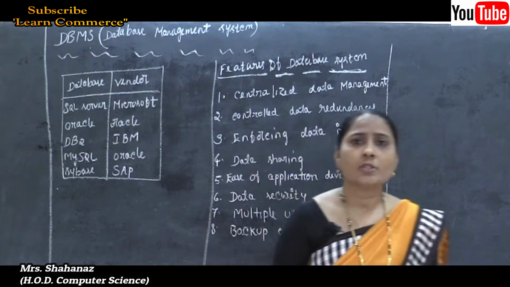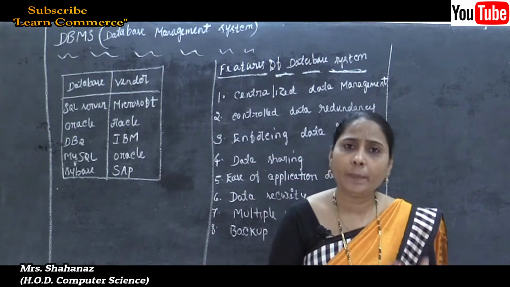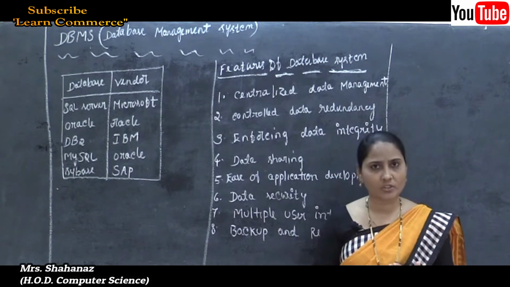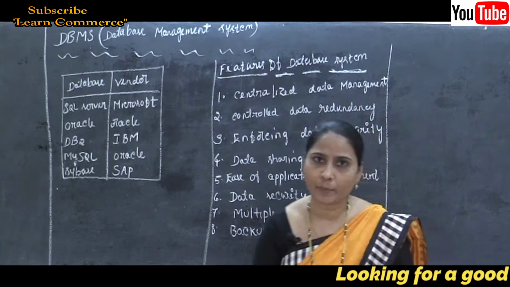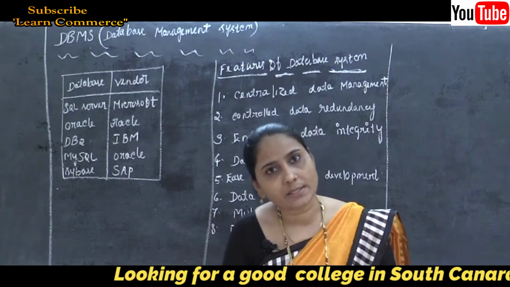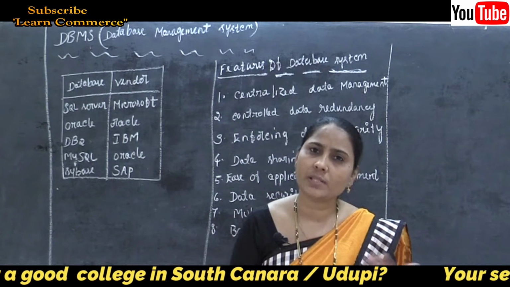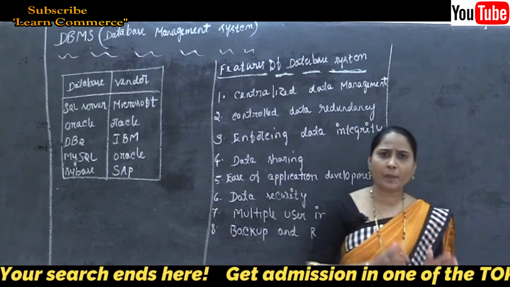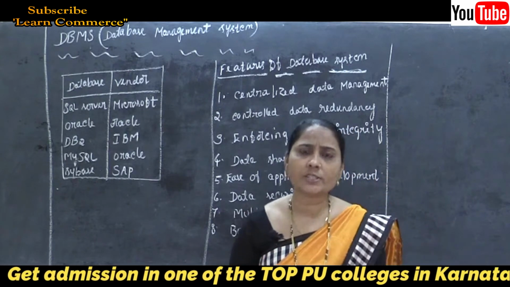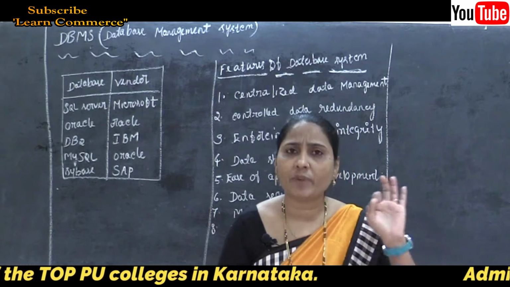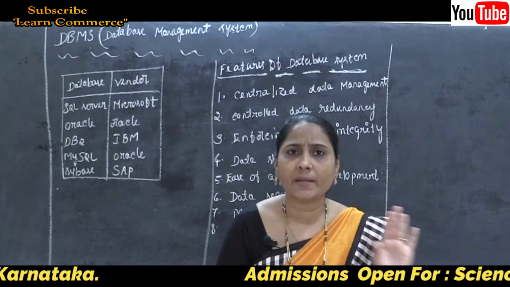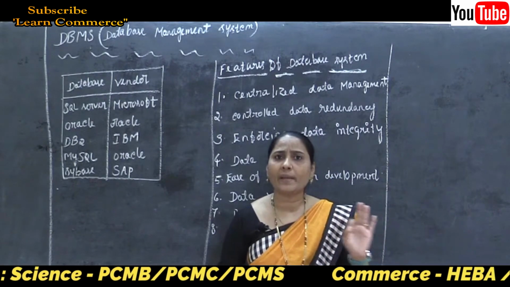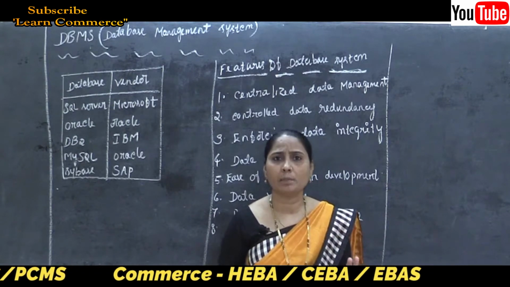The DBMS is software, and we know the meaning of software: a set of instructions that makes the computer perform some task. We also know the types, system and application software. I am not going into those here; I am just going to start with the first point: DBMS, database management system, is software, a set of instructions that makes the computer perform some task.